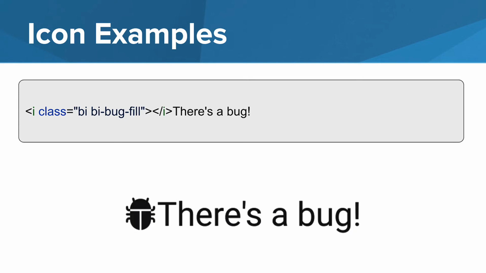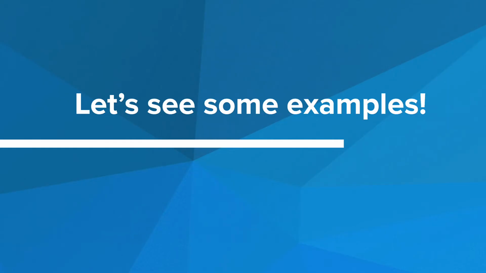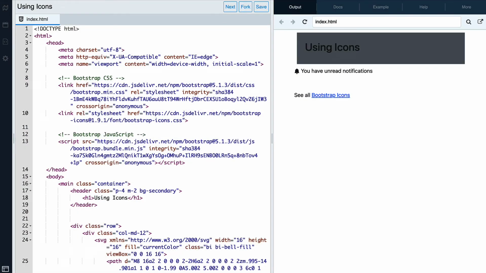To add text beside the icon, either on a button or a menu on a web page, we close the i tag and then add the text after it. Here's an example of placing the icon and text within a button tag that uses the large primary button style. Now that you know a little more about some of the primary Bootstrap components, let's take a look at some examples in the editor.